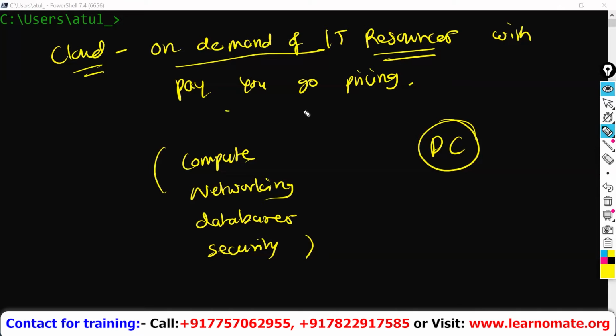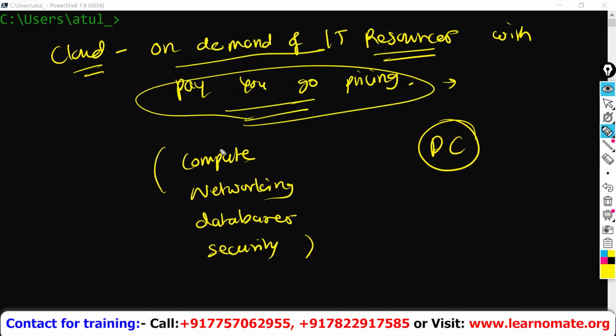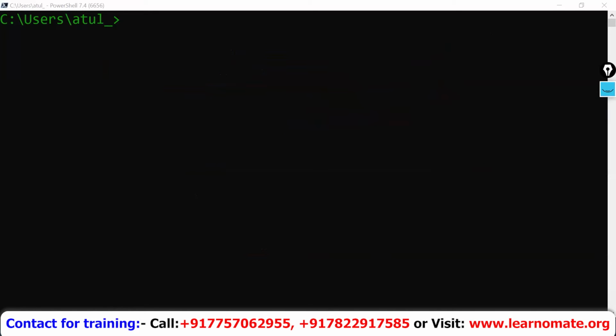Then the pay-as-you-go pricing is like an electricity bill. Suppose you are consuming electricity, whatever electricity you consume, you get billed for it, as pay-as-you-go pricing. Same for IT resources. When you use compute, networking, database, security type of resources from the AWS console, you get billed after 1 month of using it. So that's pay-as-you-go pricing, on a subscription level.